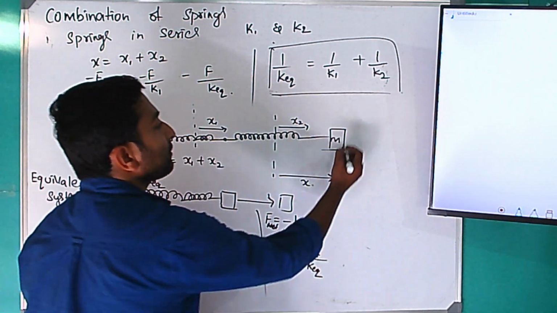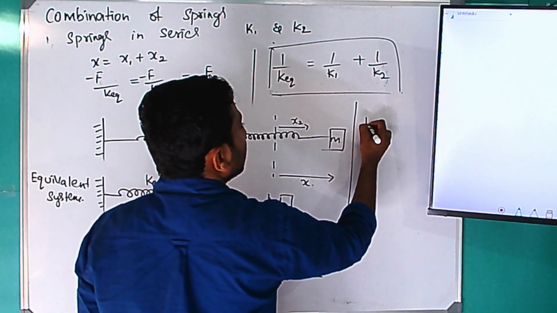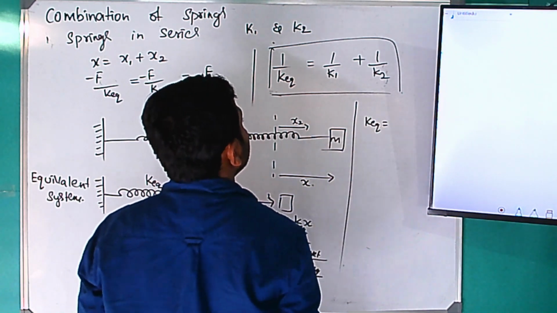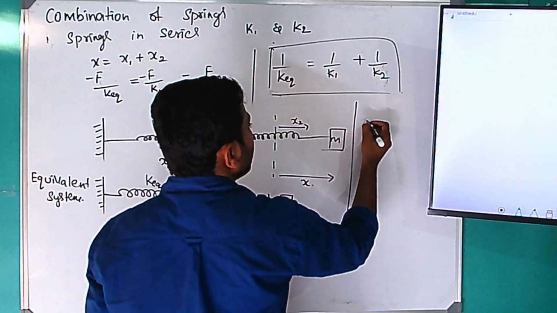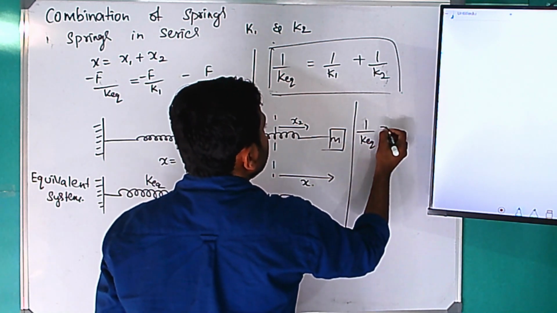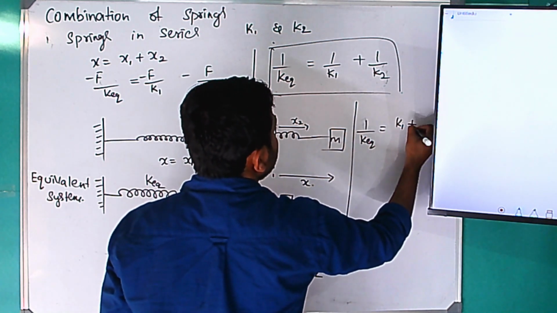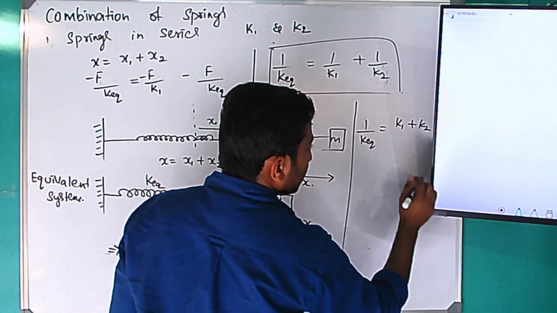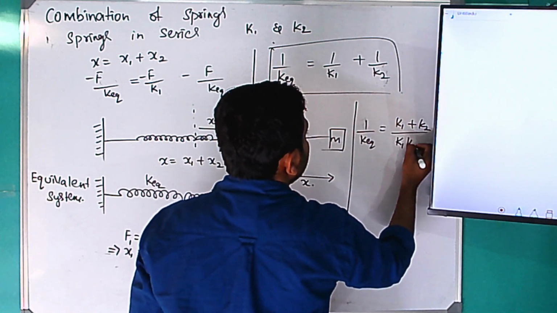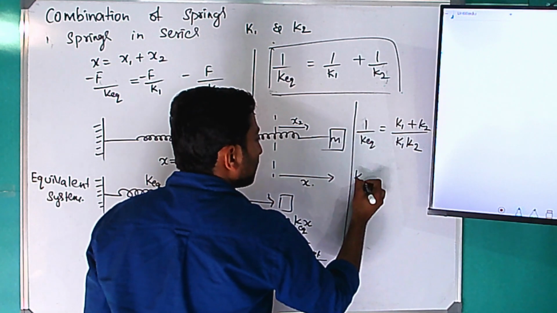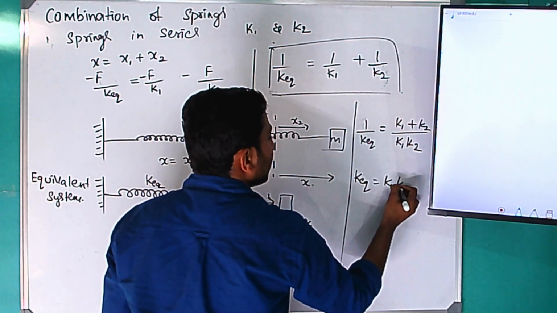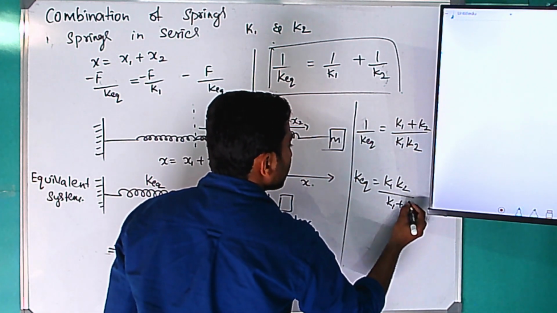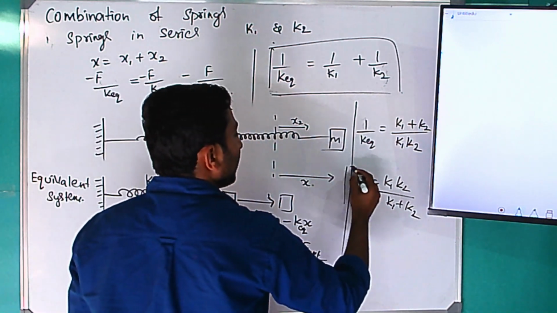So from this equation I can write K equivalent. So 1 by K equivalent is equal to K1 plus K2, can you see, divided by K1 K2. K equivalent is equal to K1 K2 divided by K1 plus K2. So that is the K equivalent.